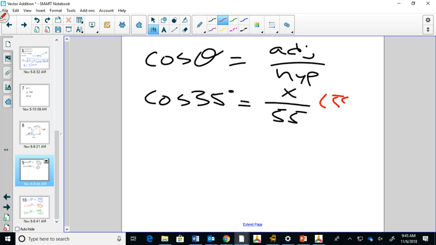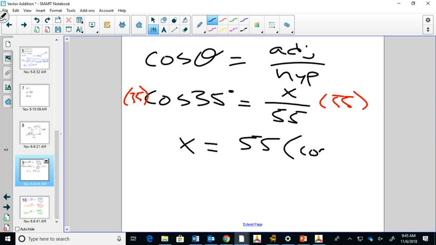I get rid of the 55, right? So therefore, we say that x equals 55 times the cosine of 35 degrees. Does that make sense? I'm not sure that you all have done that change, or maybe you have in the past. But rarely are we not given the angle. We'll usually know the angle and we'll know the hypotenuse. And you have to switch the equation around to get it to solve for adjacent.